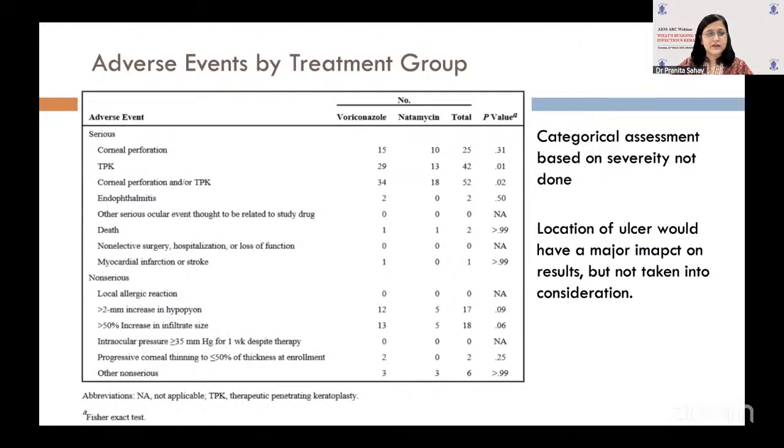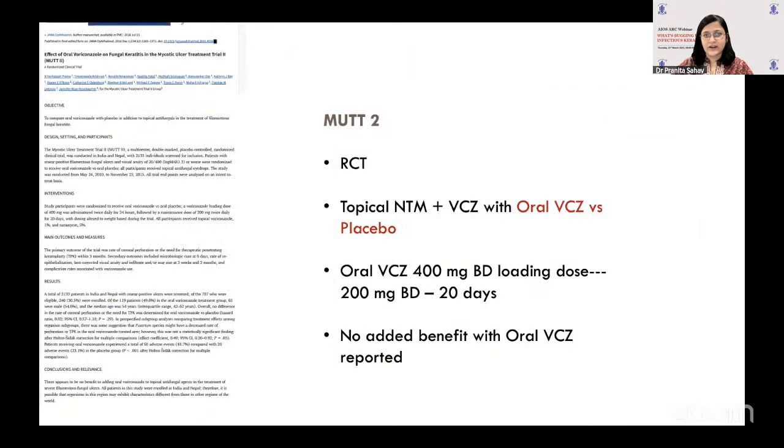Now, on the basis of the adverse events, the study again said that corneal perforation and TPKs were higher with voriconazole compared to natamycin. However, when we look at the statistical values, the rate of corneal perforation did not show any significant difference between the two, but the TPK rate was definitely different, being higher in the voriconazole group. Another important catch here is that the location of the ulcer, whether peripheral or central, and how many were deep and how many superficial, have not been used in the analysis per se, which can make a major difference when we are assessing TPKs and corneal perforations. So that needs to be taken into account because that can affect the results.